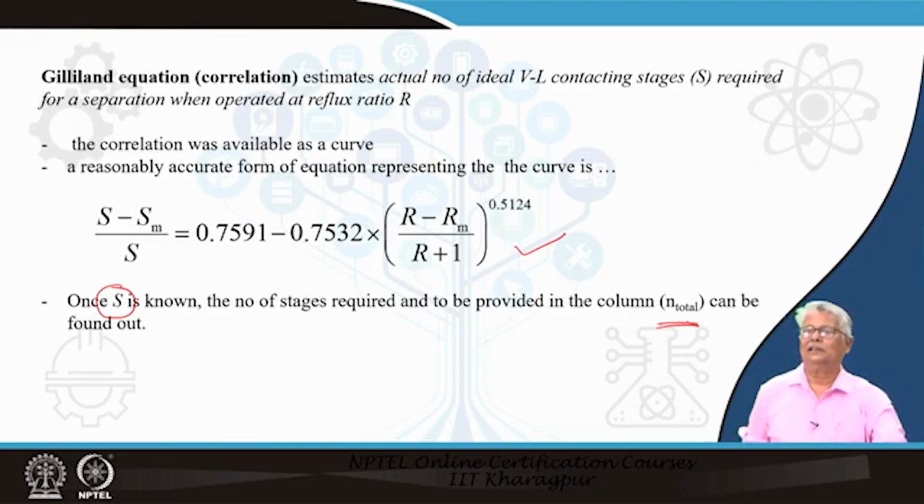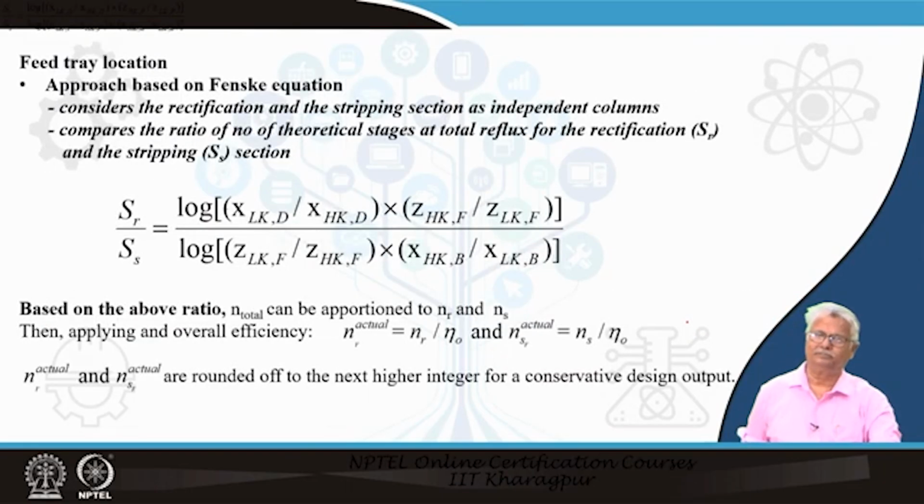Now, quite naturally, if I have to ask for the column design finally, I have to specify the location of the feed. That means the number of trays which appear in the stripping section and the number of trays that appear in the rectification section. This can be done in two ways.